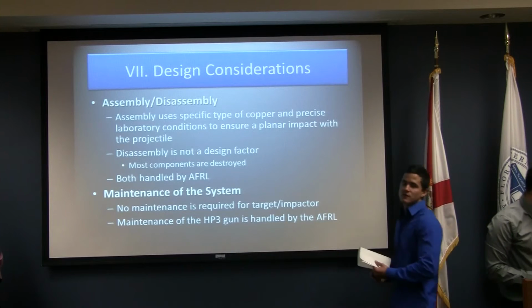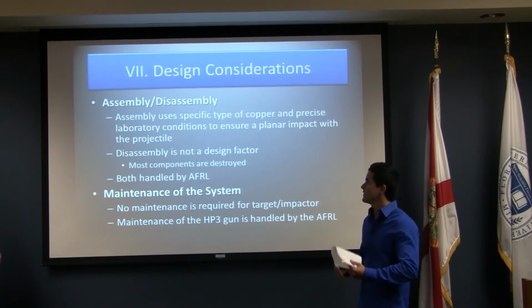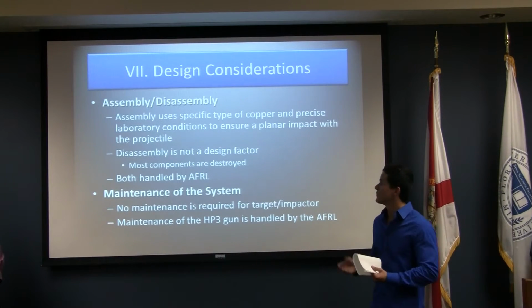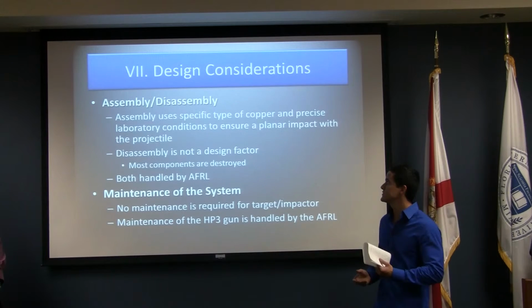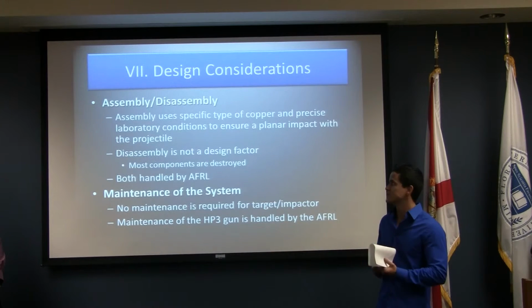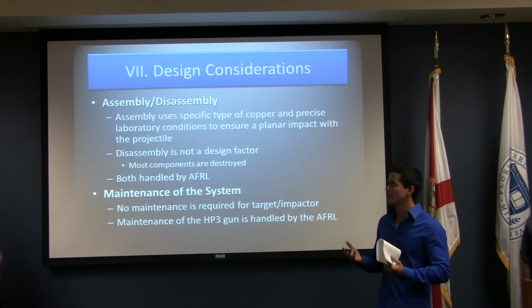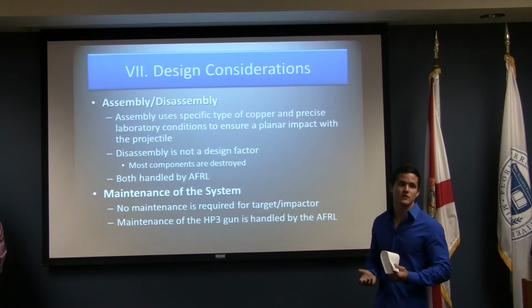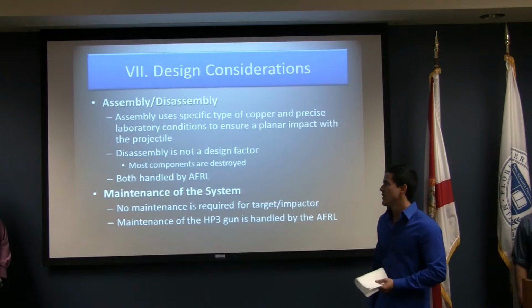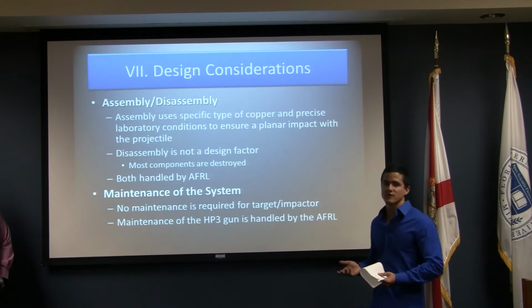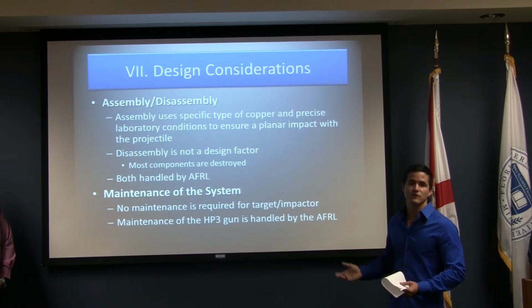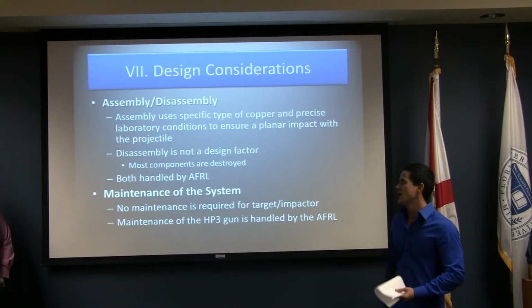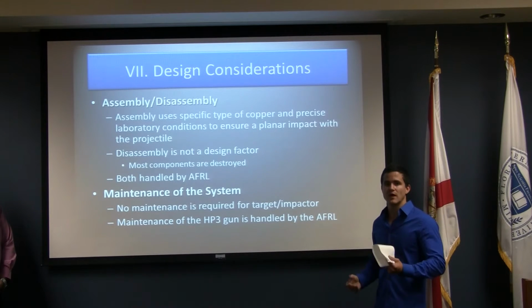The assembly of the target and impactor components uses a very specific type of copper, and it requires laboratory conditions to ensure planar impact with the projectile. So it's handled by the AFRL. And this assembly is not really a design factor because the components are destroyed during the firing of the gun. Now, no maintenance is required for the target and the impactor because, as I just said, they're single use, and maintenance of the gun itself is going to be handled by the Air Force.